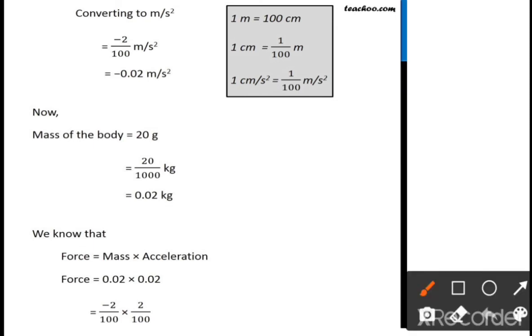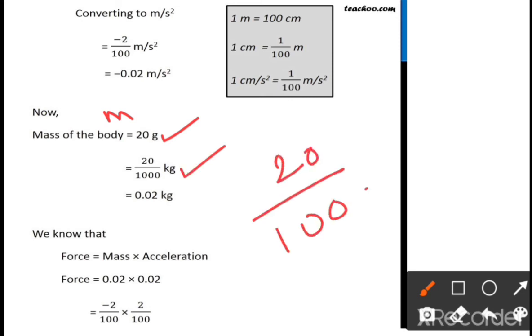And the mass of the body m is 20 gram. You have to convert the gram into kilogram. So 20 by 1000 kilogram. When we divide 20 by 1000, the 0 cancels. So 2 by 100 we can write 0.02 kilogram. We know that force equals mass into acceleration. So force equals, the value of mass is 0.02 kilogram.